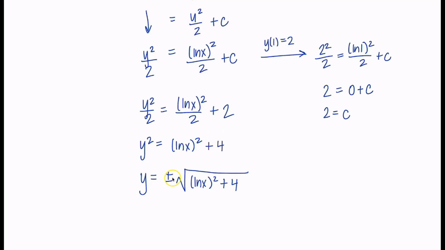Now, it's only going to be the positive version of this equation, because we know that our initial condition must be satisfied. Our initial condition was that y of 1 is equal to 2. So when I substitute 1 into my equation, I have to get out positive 2. So if I substitute in 1, we already said natural log of 1 was 0. So I'm just going to have the square root of 4. And if I want the answer to be positive 2, I have to choose the positive version.